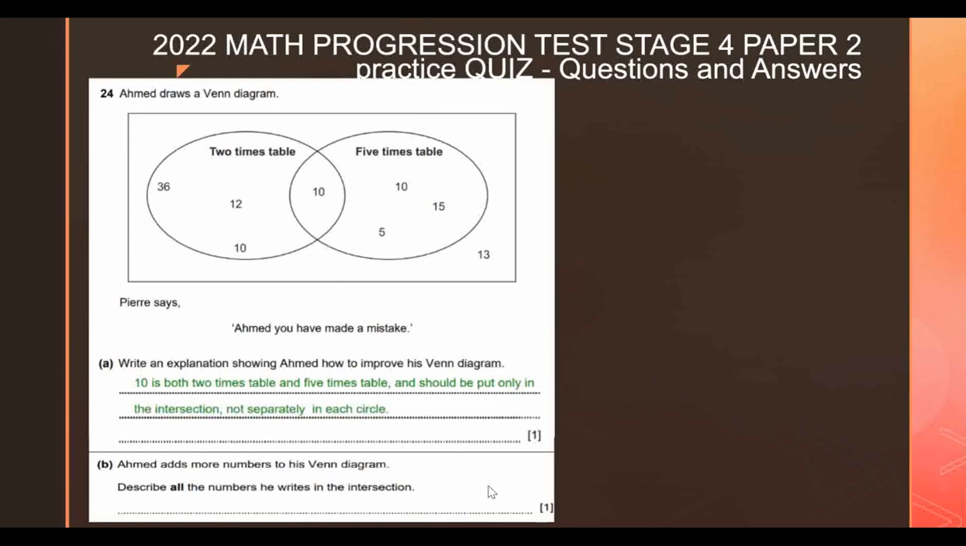So let's see the answer. All numbers in the 10 times table. Since this is the 2 times table and this is the 5 times table, the intersection will be the multiples of 2 and 5, that is 10. So it will be all numbers in the 10 times table. Next.